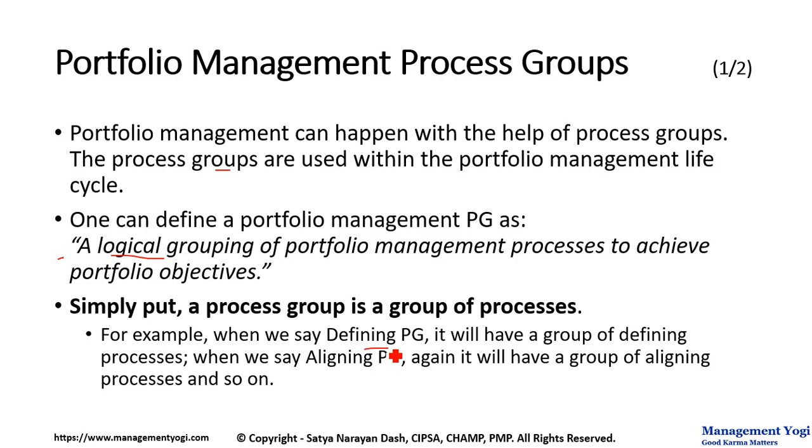When I say defining process group, there will be processes such as develop portfolio strategic plan, define portfolio roadmap, develop portfolio management plan, develop portfolio risk management plan, among others. Similarly, for the aligning process group, examples of processes inside this group can be manage strategic change, manage supplier demand, manage portfolio value, among others.